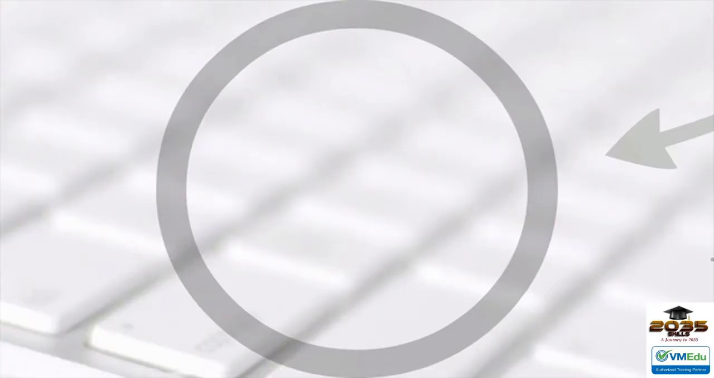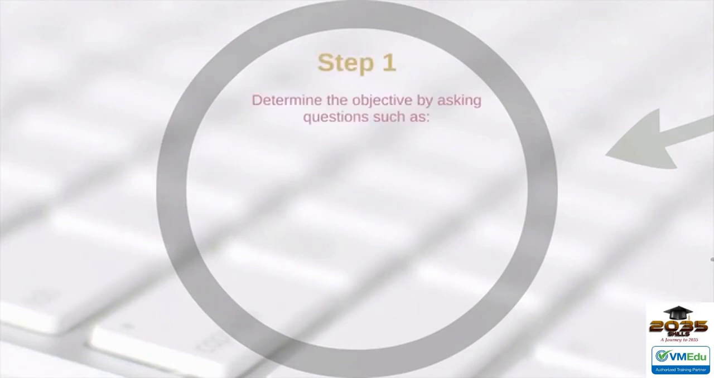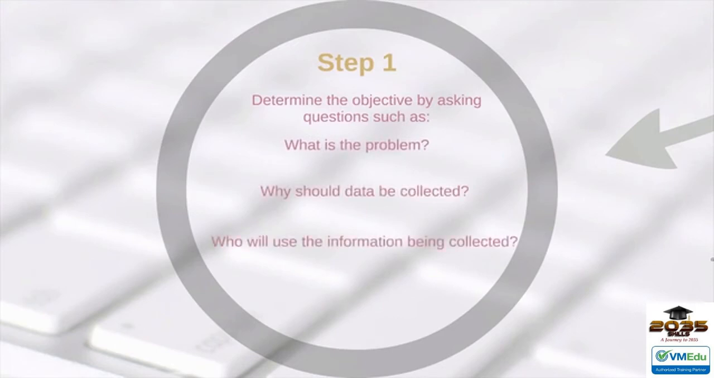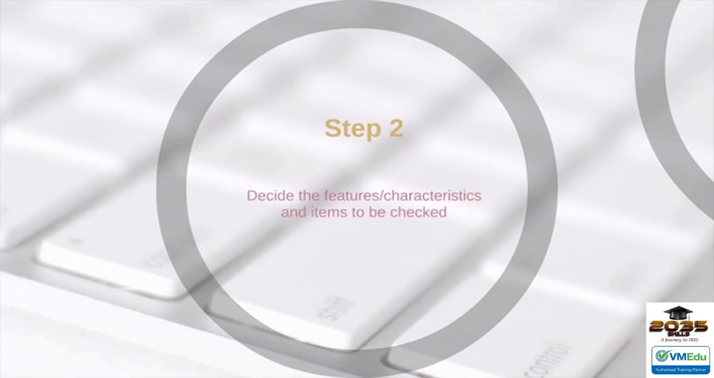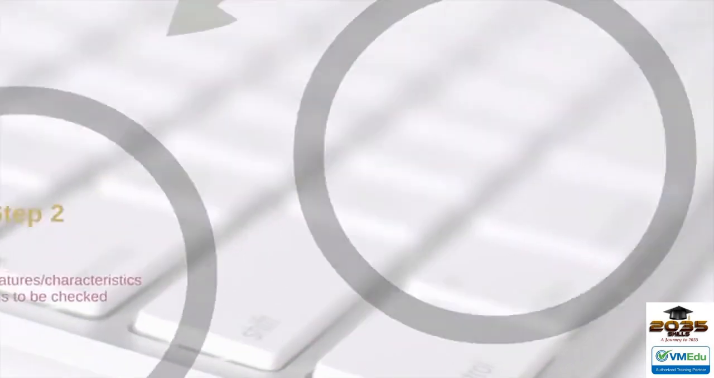What are the steps involved in creating tally sheets? The first step would be to determine the objective by asking questions such as, what is the problem? Why should data be collected? Who will use the information being collected? Who will collect the data? The second step would be to decide the features, characteristics, and items to be checked.